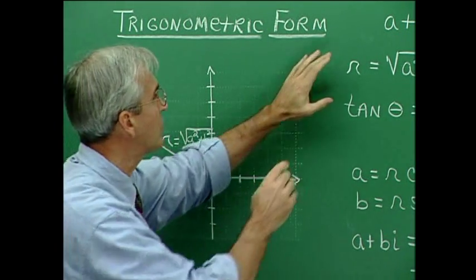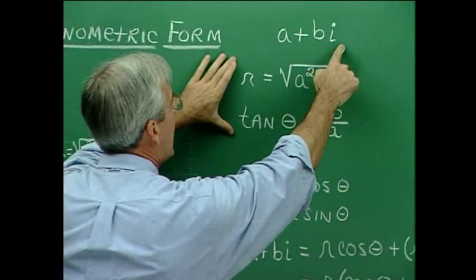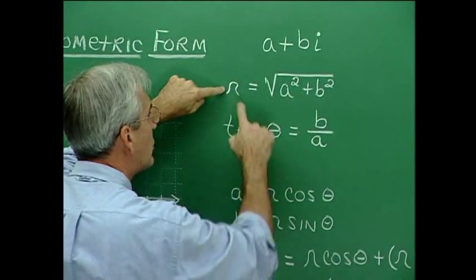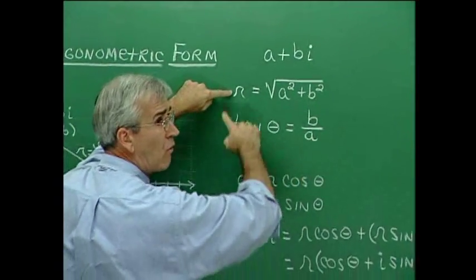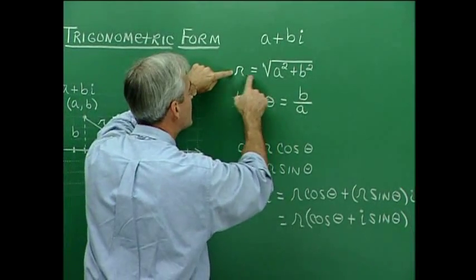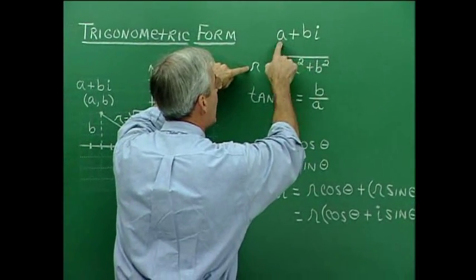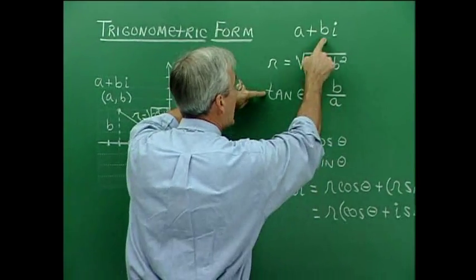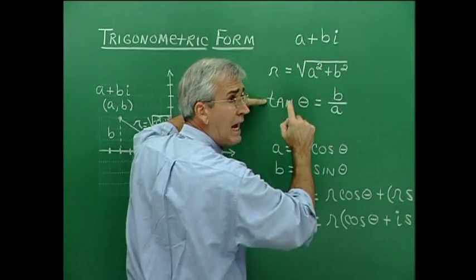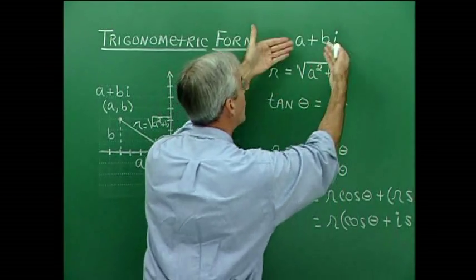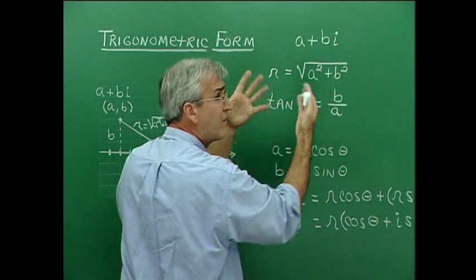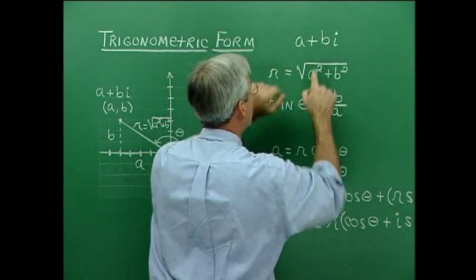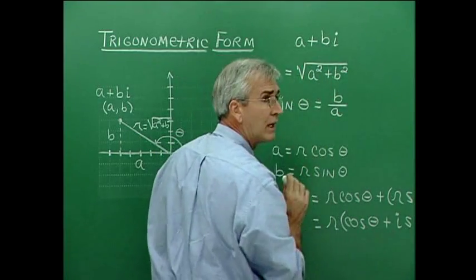So let's talk about the two ideas. From this a plus bi form, we can identify r and theta using these two formulas, these relationships. R is the square root of a squared plus b squared, and the a and the b are from here. And the tangent of theta is simply b over a, and the b over a is found here. And it's important to make that relationship back to the complex form because you're just fitting a pattern here at this point. So the a and the b are found in that complex form.